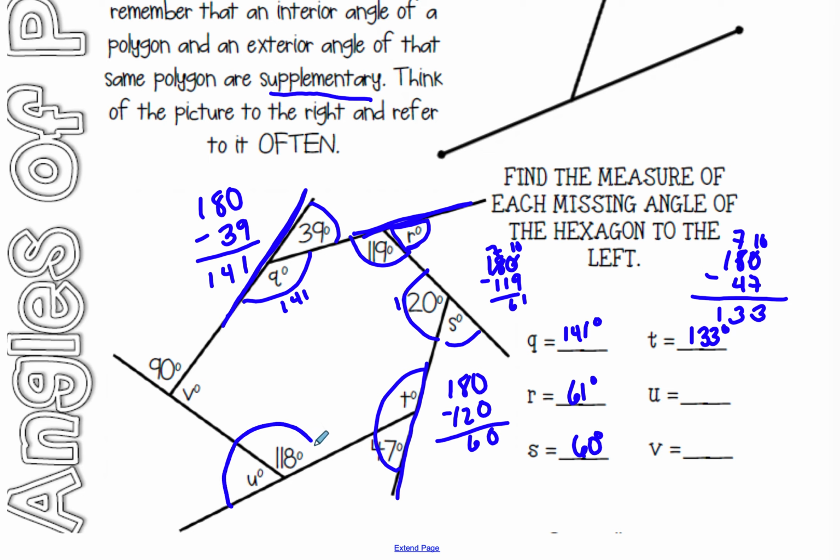Here's angle U. It is supplementary to this one. That is 118. 180 minus 118 is going to give us 62. Let's look at it. Yeah, it looks like 62 degrees to me. All right, and this one is 90. This one is V.